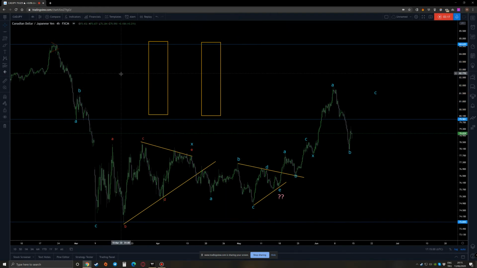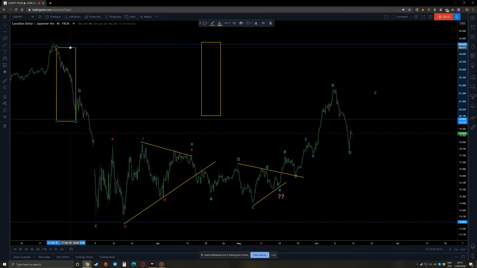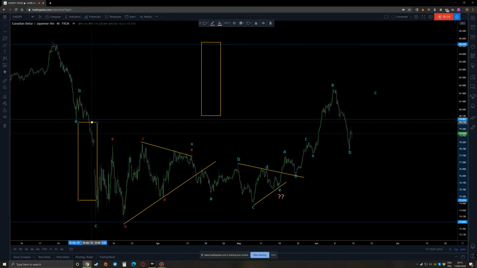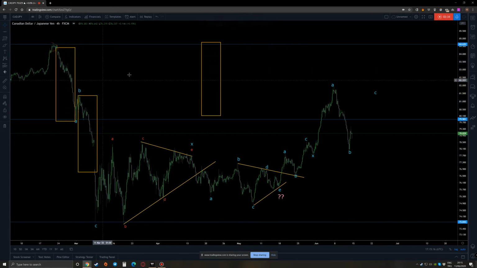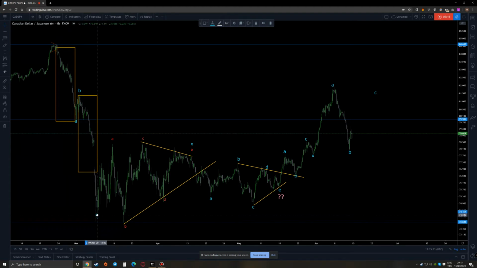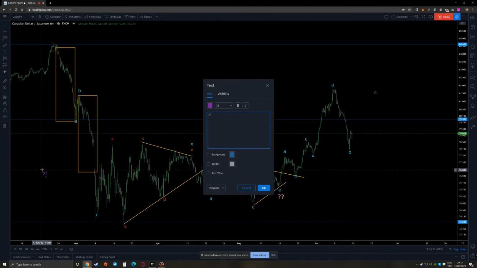Now, if we have a wave C, we know that in a zigzag, wave A and wave C have to be equal or similar in time. Now, in this wave, as you can see, they are somewhat similar. Okay, maybe one or two difference, or actually maybe the C wave ends here. So I don't have any problem with it. So now that we have A, B, and C as a zigzag, let's write here zigzag.